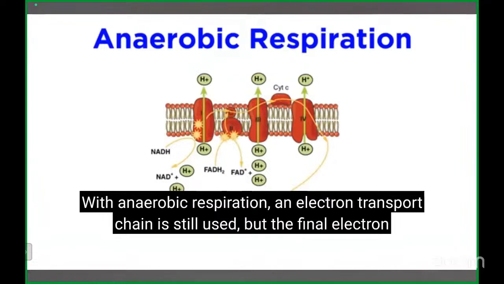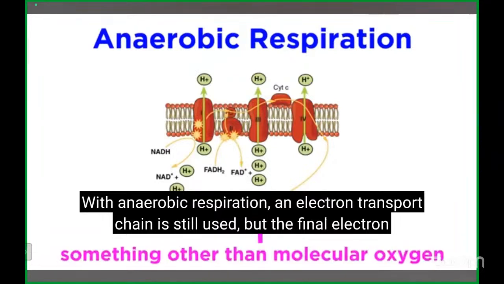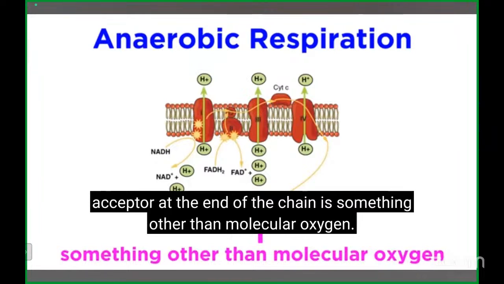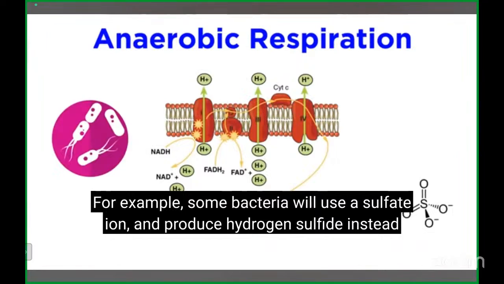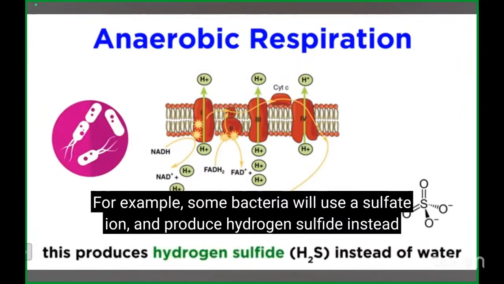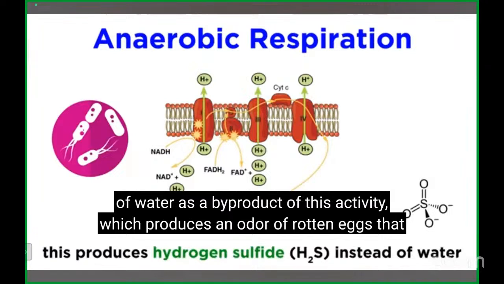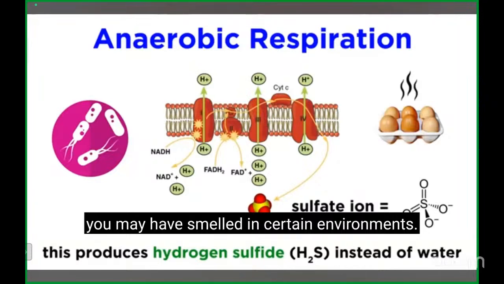With anaerobic respiration, an electron transport chain is still used, but the final electron acceptor at the end of the chain is something other than molecular oxygen. For example, some bacteria will use a sulfate ion and produce hydrogen sulfide instead of water as a byproduct of this activity, which produces an odor of rotten eggs that you may have smelled in certain environments.